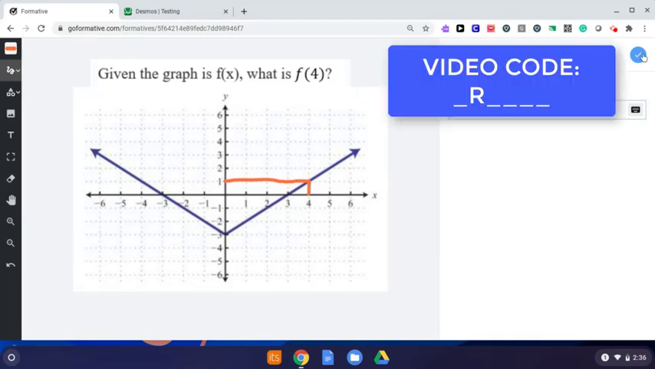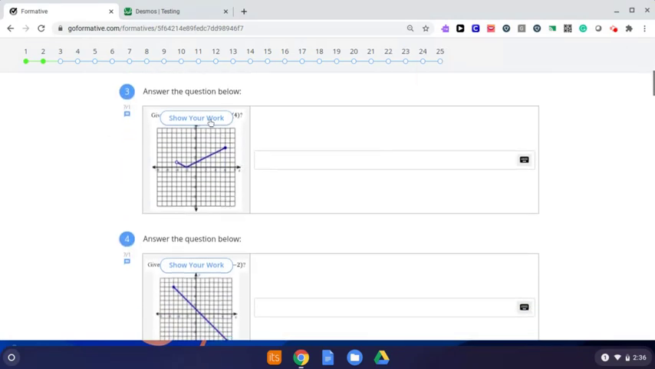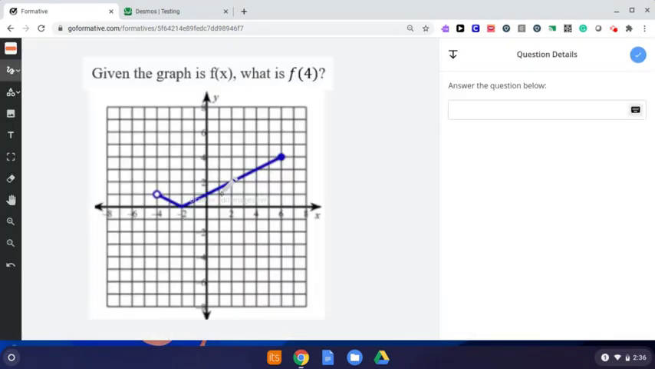All right, let's go on to the next question and go down here. I'm going to click right there. And here we go. Given the graph of f of x, what is f of 4? Okay, so we know that this is x.